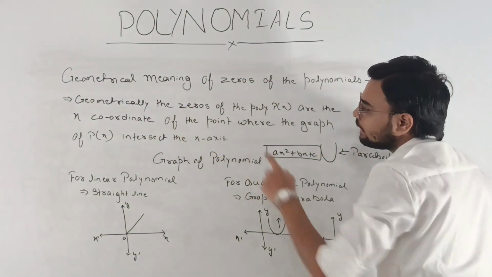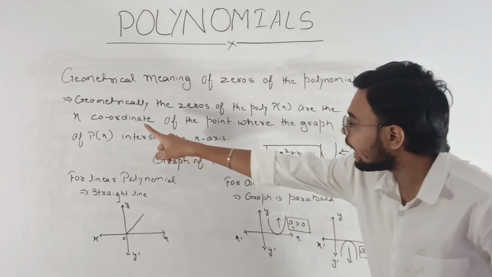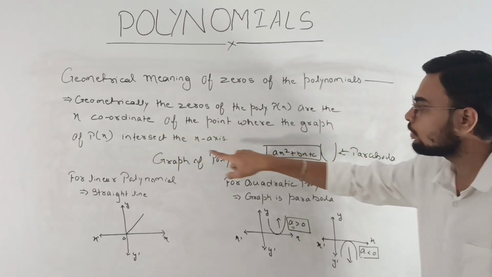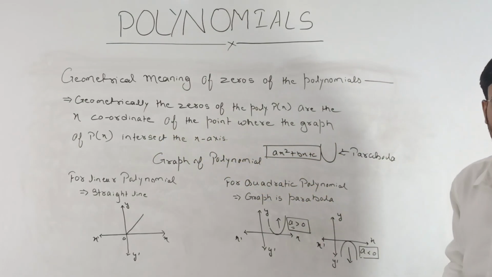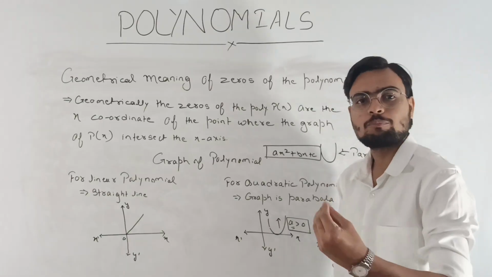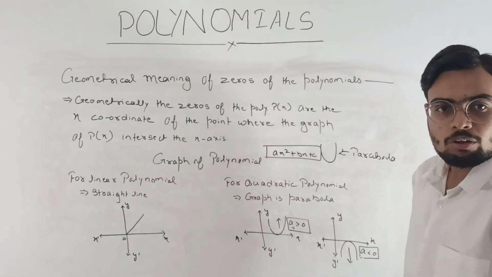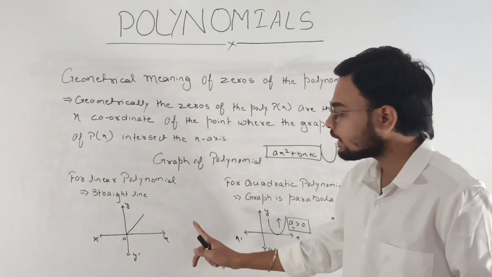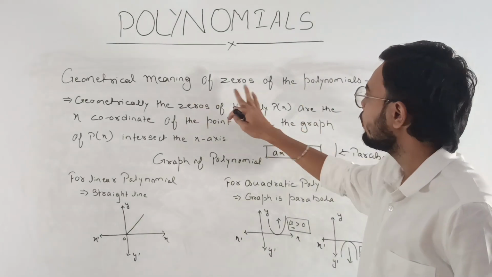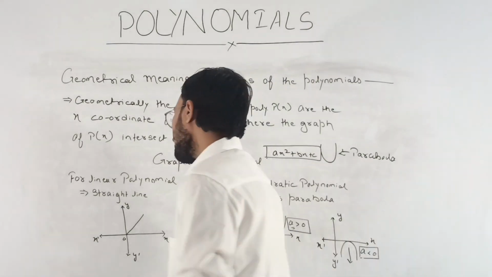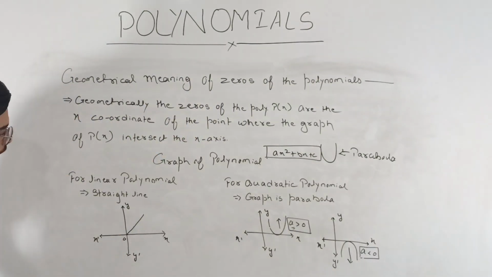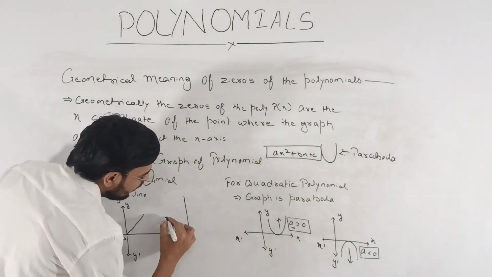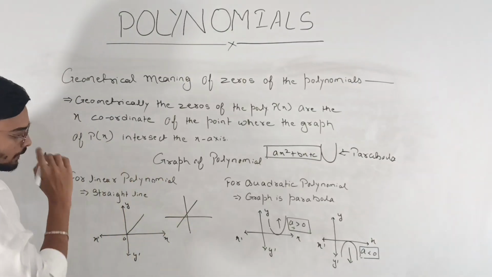Now look, geometrically the zeros of a polynomial p(x) are the x coordinates of the points where the graph of p(x) intersects the x-axis. Which means suppose you have a quadratic or linear polynomial, and the graph of this polynomial intersects the x-axis, then the x coordinate of that point is called the zero of the polynomial. Now look, suppose this is your graph, a straight line graph. I draw a graph of a linear polynomial.